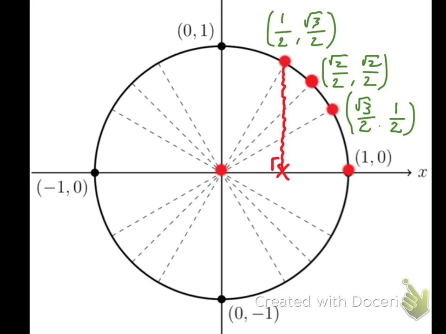Most students know the √2/2s and the √3/2s. What they can't figure out sometimes is what goes where. So there's a little trick of the trade. Hopefully that helps you remember. So right here is, of course, 0, 1.